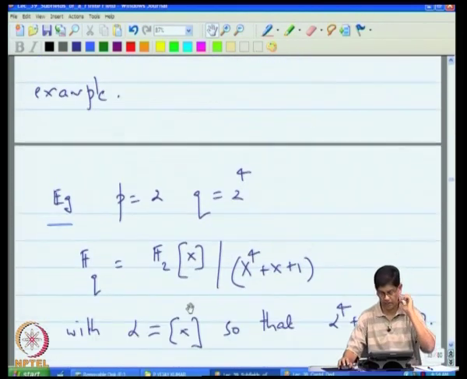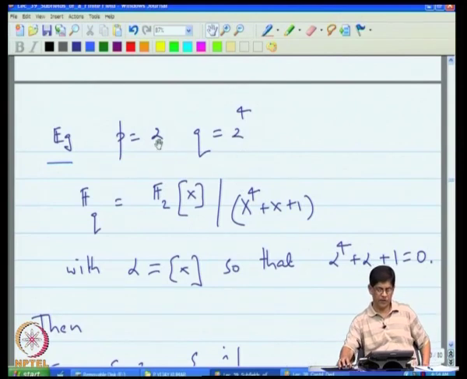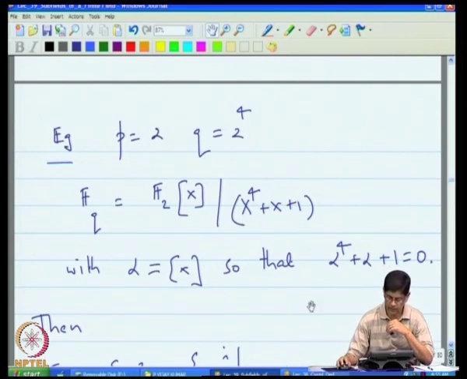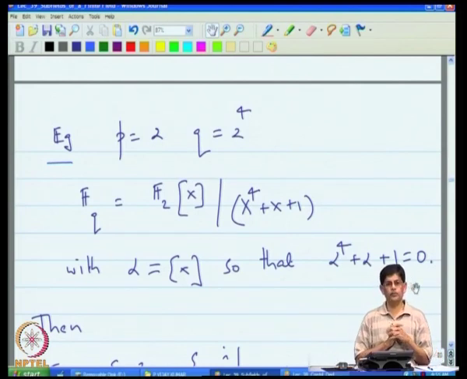So, we present an example here. Let us say p is 2, q is 2^4 and F_q is F_2[x] modulo x^4 plus x plus 1 with alpha equal to x, so that alpha^4 plus alpha plus 1 equals 0. So, this scenario is familiar to us, we have used this several times already.